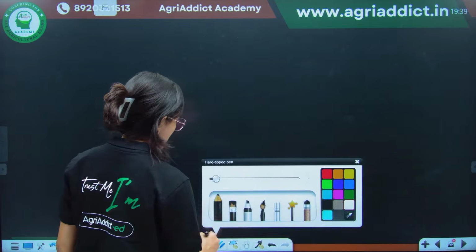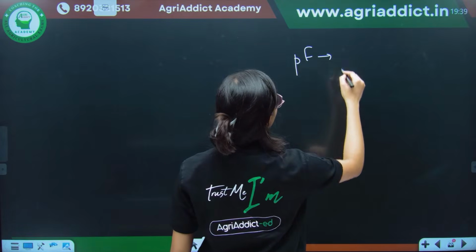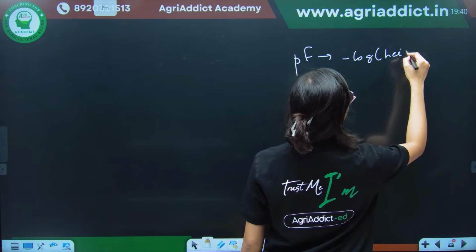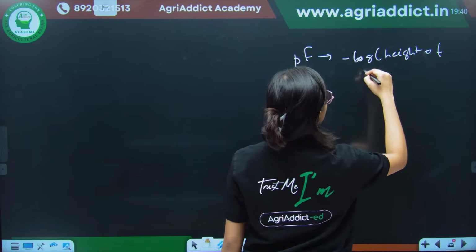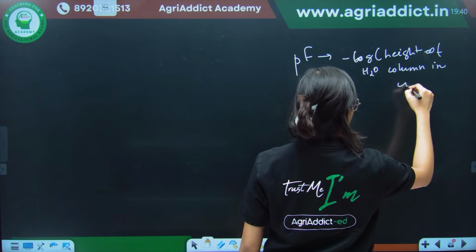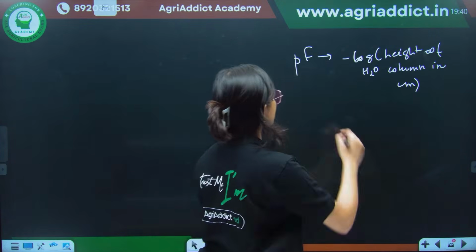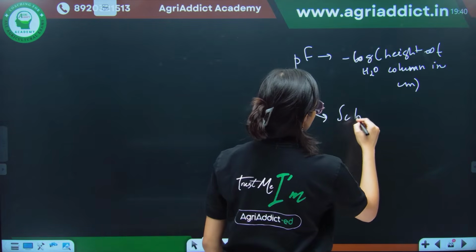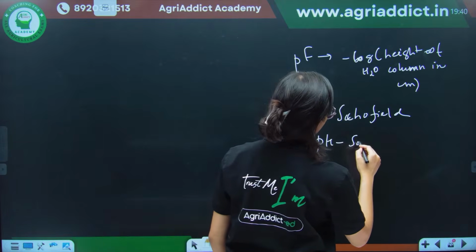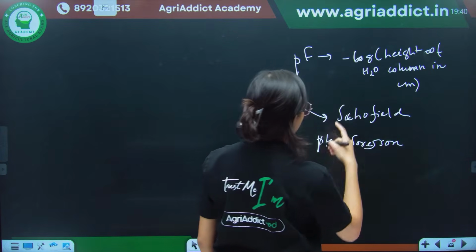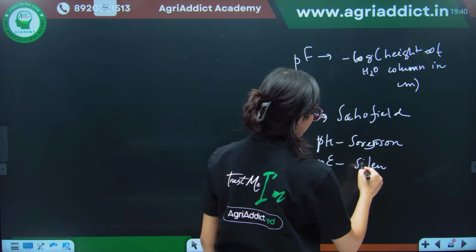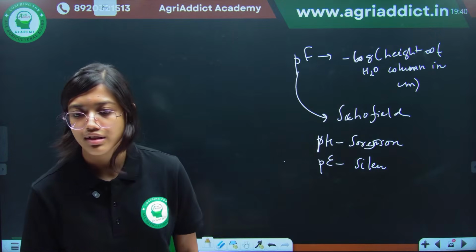with another term which is called PF. Now, what is PF? PF is the negative logarithm of height of water column in centimeter. In centimeter. So, whenever we have, and this term was given by Schofield, pH was given by Sorensen, Sorensen, PF given by Schofield, and PE was given by Sillen. Okay, these three terms don't forget.